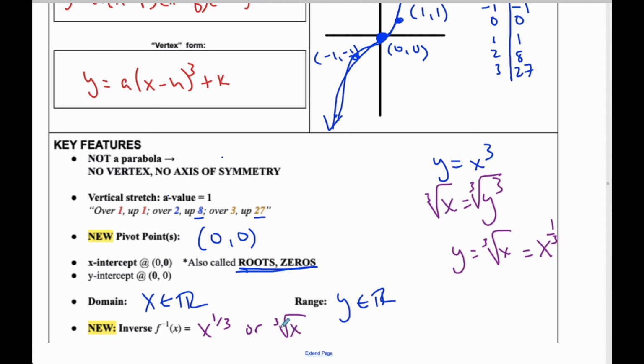And so there's a little 3 there that we write. This is being square root, and there's actually a little 2, but we never write it because we just don't. Okay, and so there's your introduction to the cubic function.